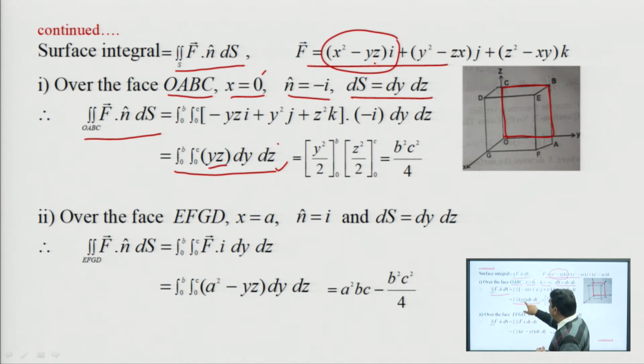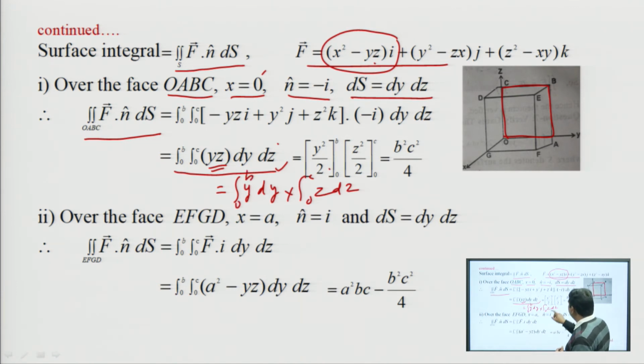So, here y and z are independent of each other and the limits of integration are constant. So, we can integrate directly: this becomes the integral of y dy into the integral of z dz, where z varies from 0 to c and y varies from 0 to b. Its value becomes y square by 2 from 0 to b and z square by 2 from 0 to c, which is b square c square by 4.